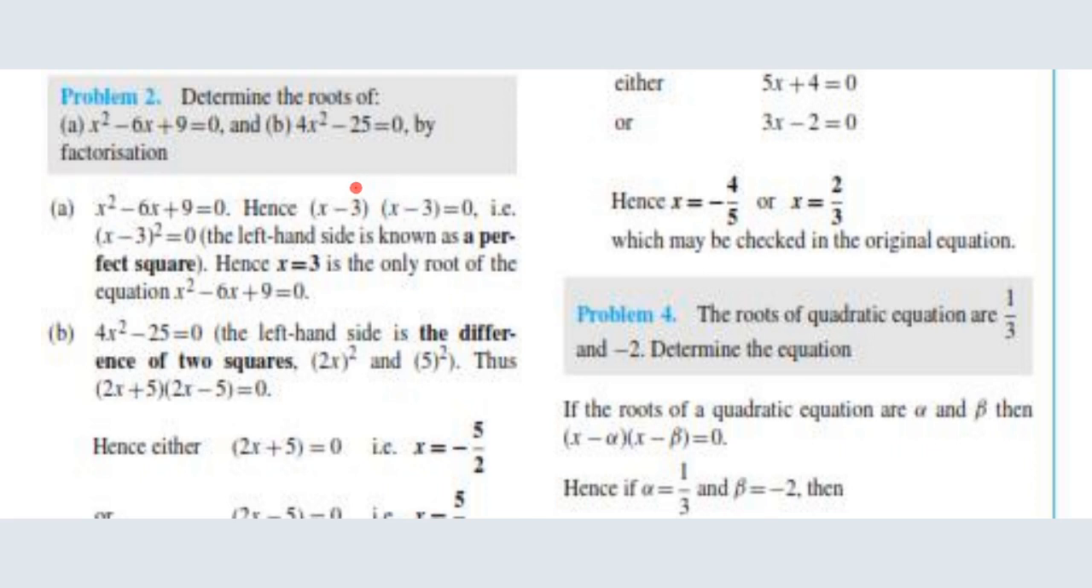So I'm sure you know where we are coming up with -3 and -3, so that we can get -6. And if we multiply them, we get +9, okay? So now this is what I was talking about. Look at this equation here: 4x squared minus 25 is equals to 0, okay?